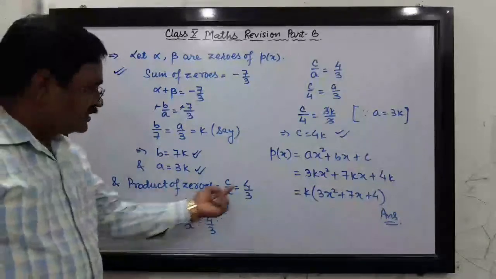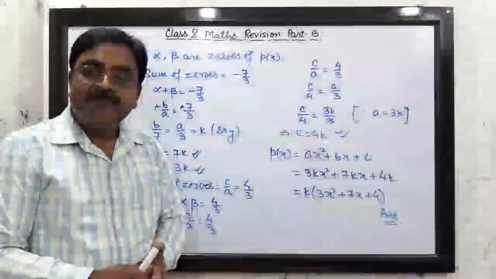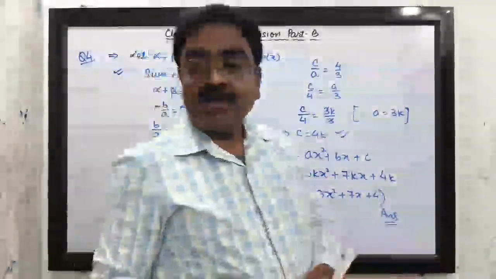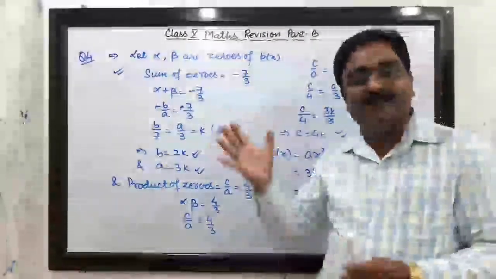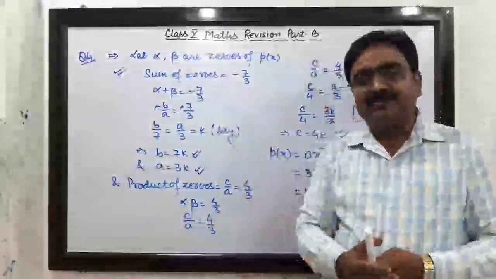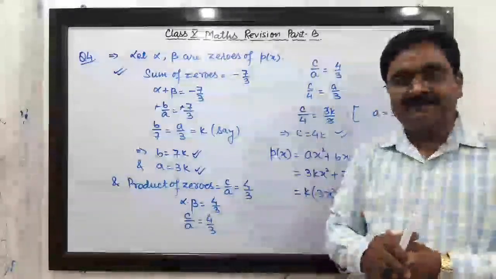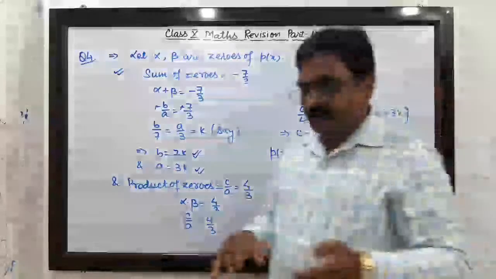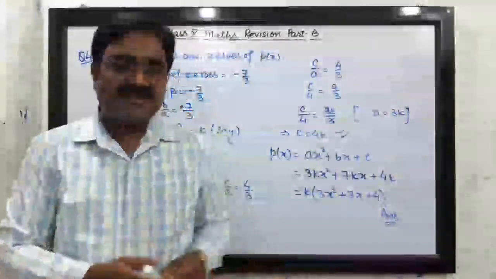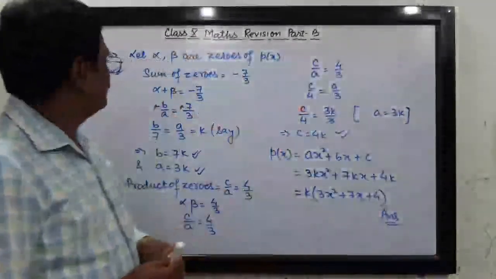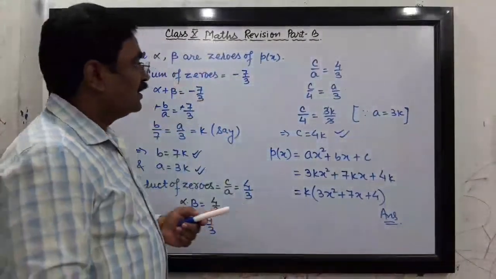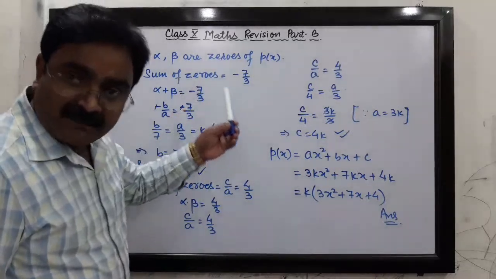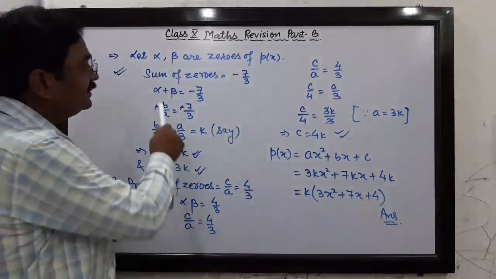Product of zeros is 4 upon 3. Right friends? One more method I had given you, which is totally based on the formula. That method also you can adopt. That is also easy. Right? Sure. After completing this question, question number 4, let's start the next question. Right friends? Do you have any problem in any step?